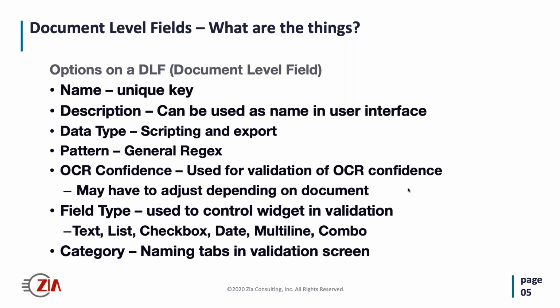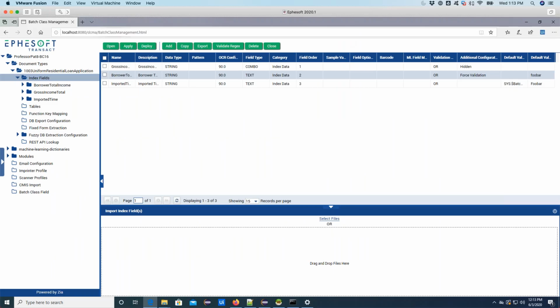Multi-line will just give you a bigger area for being able to see something, like if you had an address or something that is more complex or just a longer value. And then a combo will have the combination of that text field as well as the list. So that will give you the capability of being able to control that validation a little bit more refined. So let's go ahead and go back and look at the next few.